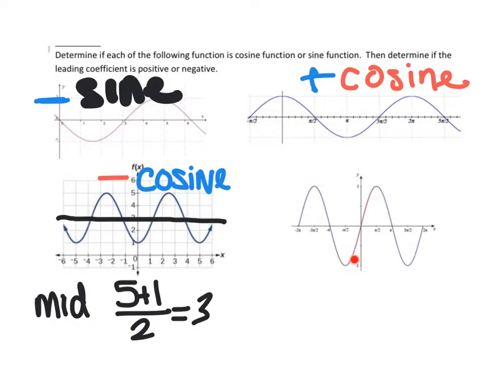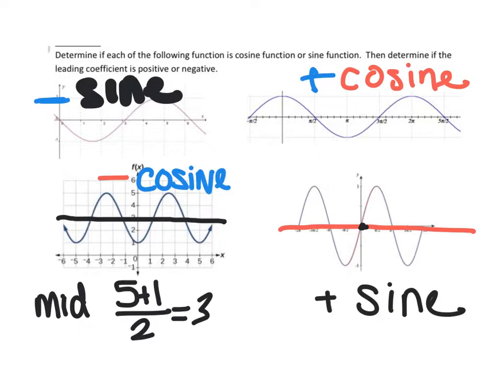Next graph is pretty nice because, again, this midline is where it's supposed to be, so I'm just going to draw it in for myself. You'll notice that the function starts right at the origin, therefore it's the sine function, and it goes in the direction it's supposed to first, up, so it's the positive sine function.